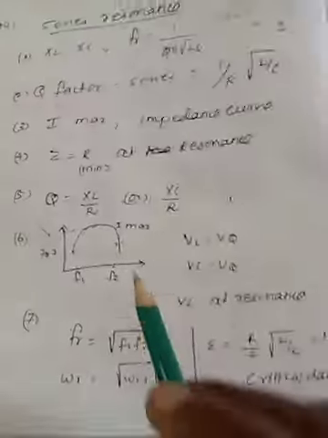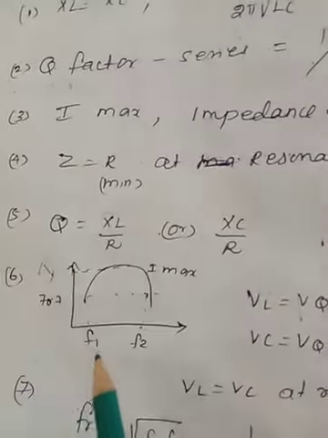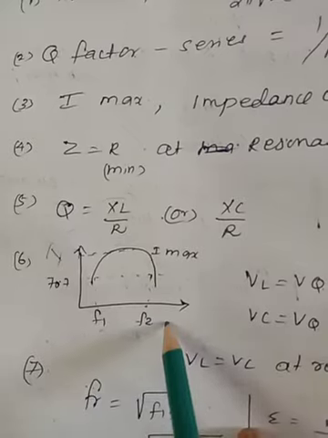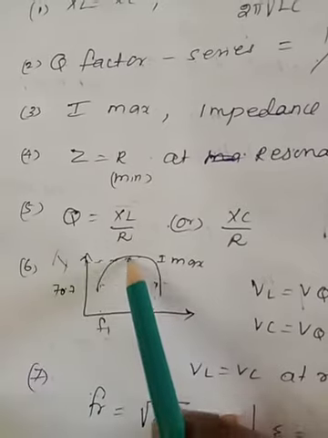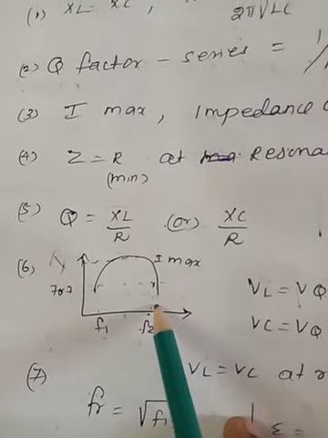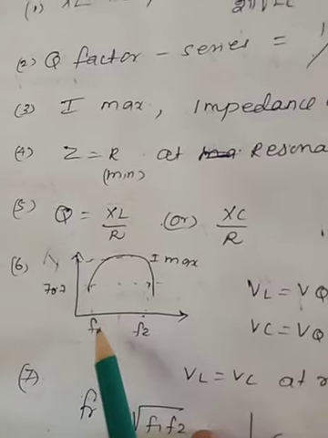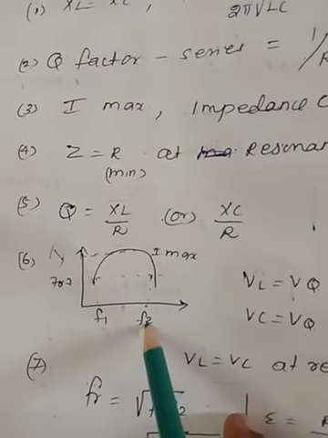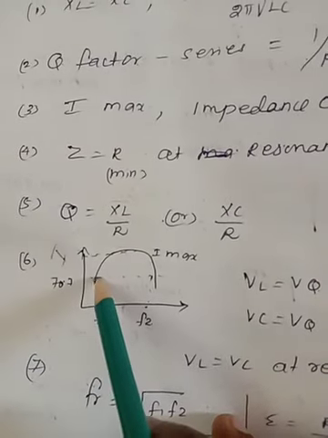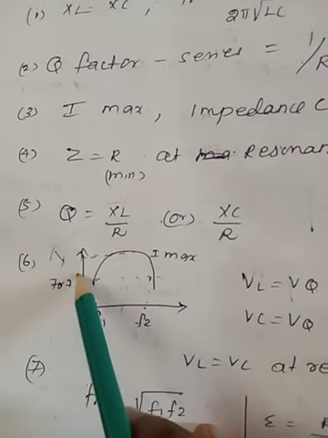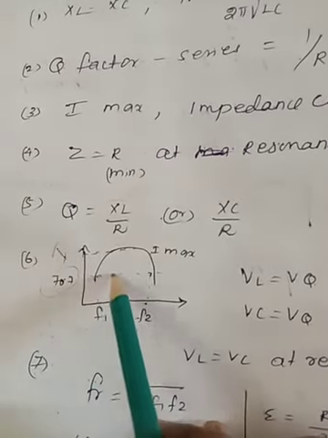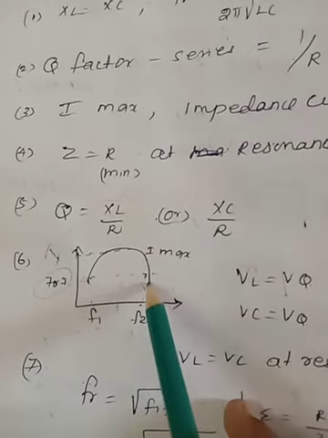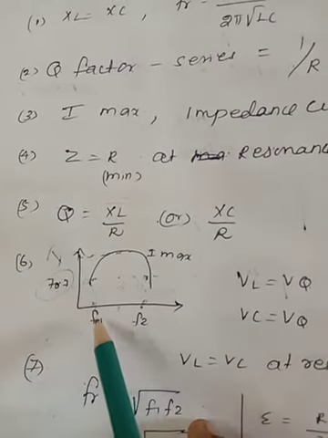Okay, next one, the current versus frequency curve. When the frequency is increasing, the current value is increasing to the maximum, and then after the resonance frequency it is getting decreased. So this point is the lower cutoff frequency, and this is the upper cutoff frequency. How are we obtaining the lower cutoff frequency? We take a point at 70.7% of the current I, draw a line, and then draw vertical lines, and you get these 2 points, F1 and F2.